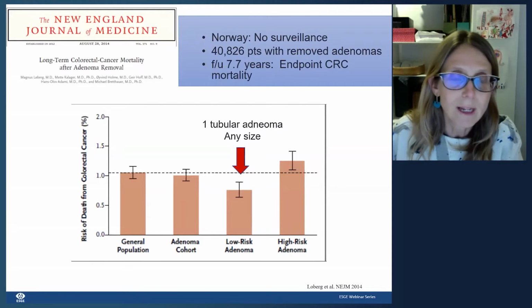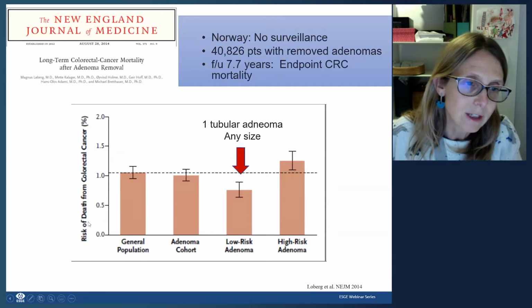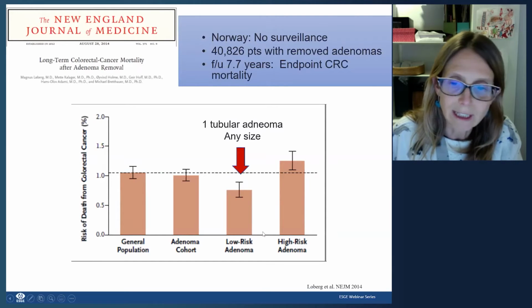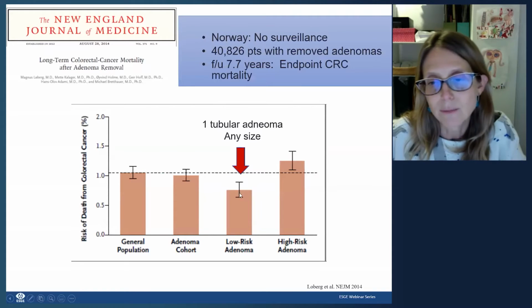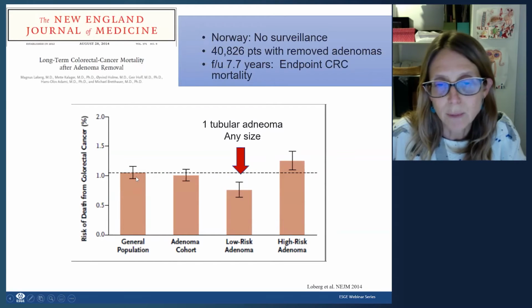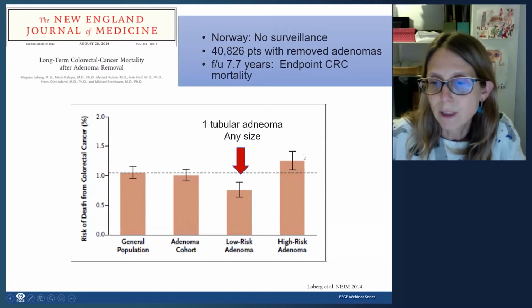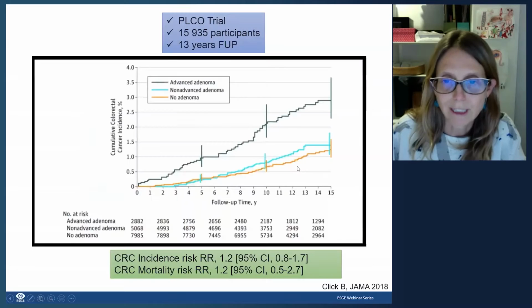This is one of them from Norway, where you can see here the risk of dying from colorectal cancer. You can see here that those people that had low-risk adenomas had a smaller risk of dying from colorectal cancer than the general population, probably because their polyps were removed. Whereas it's true that those people that had high-risk adenomas had a higher risk of dying from colorectal cancer.